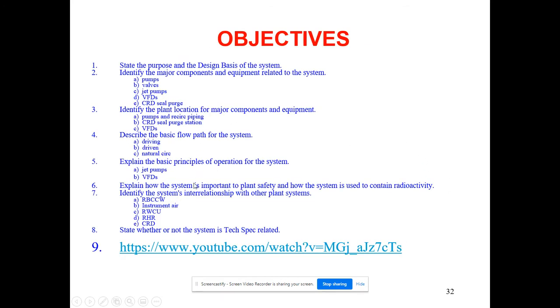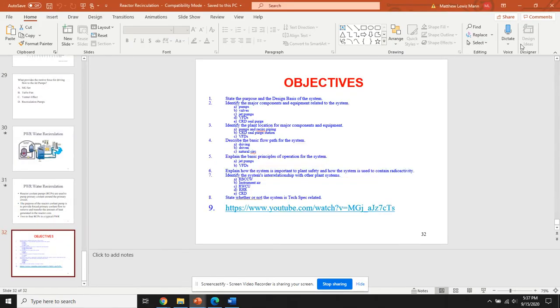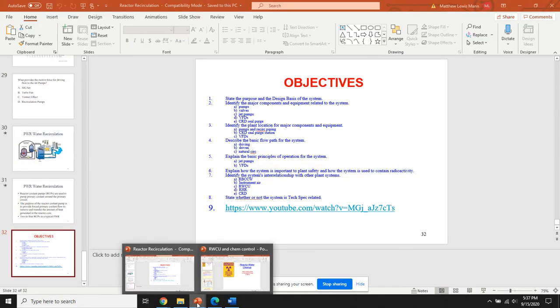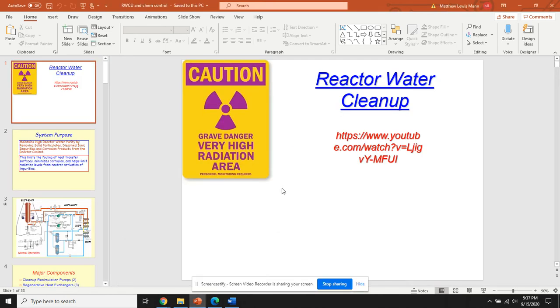And there are the objectives. That's always a good review to look at for you all whenever you're done with this one. And then that video is included in your week 5 assignment. So that's it for this particular PowerPoint. Go ahead and take a break if you want to, and then we are going to jump into reactor water cleanup.